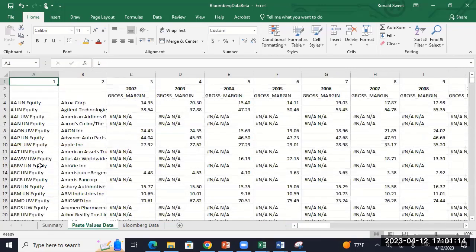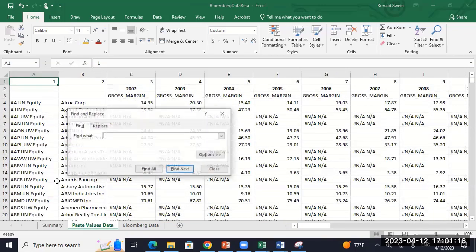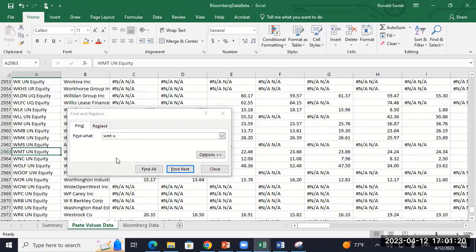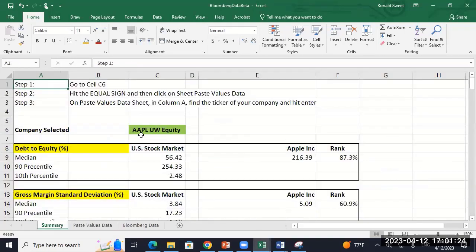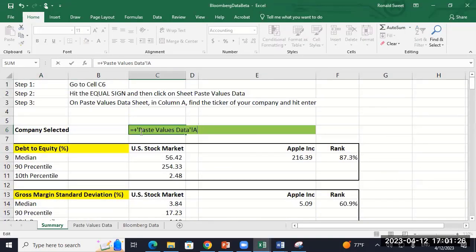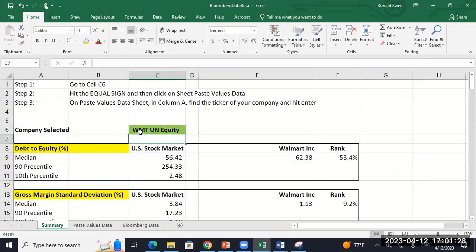So what you want to do is you want to go to this second page and find your company first. So there's Walmart. So it's on line 2963. And then when I come back here, I can just change this to 2963. And then I've got all my data, right? So find your company first and then change that. So it's Walmart.